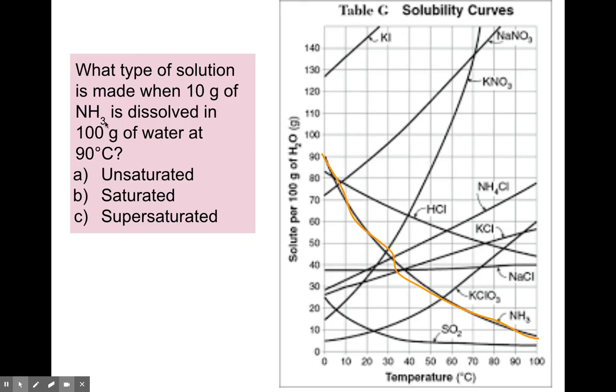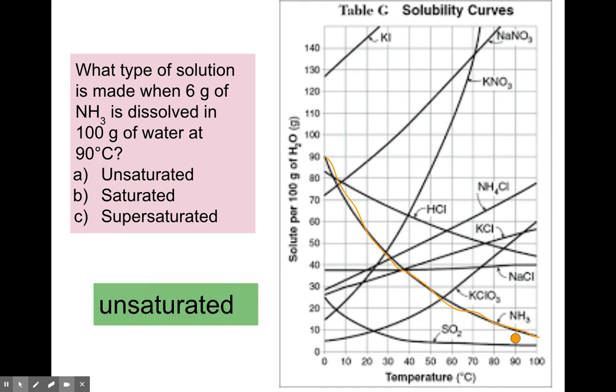10 grams of NH3 at 90 degrees. The main thing is the 90 and the 10 grams. Put a dot. Okay, and it's on the line. It's saturated. One more. Again, we're still studying NH3. This time put a dot at 6 grams, 90 degrees Celsius. Compare. Notice the dot is below the curve, below the line. That makes it unsaturated.